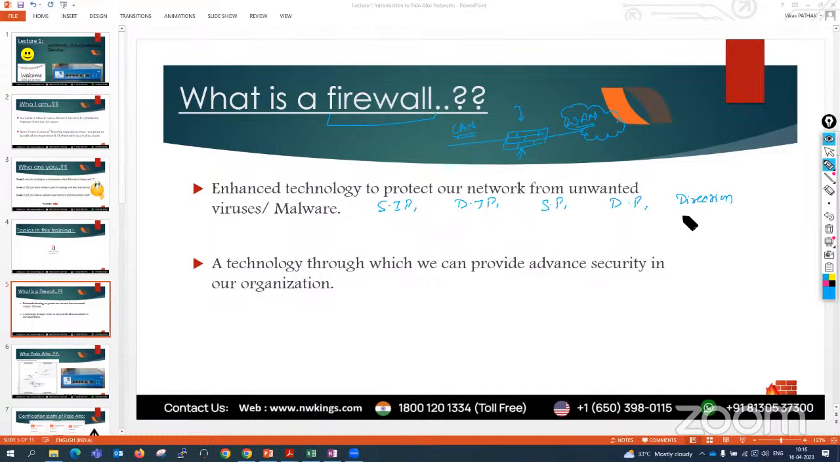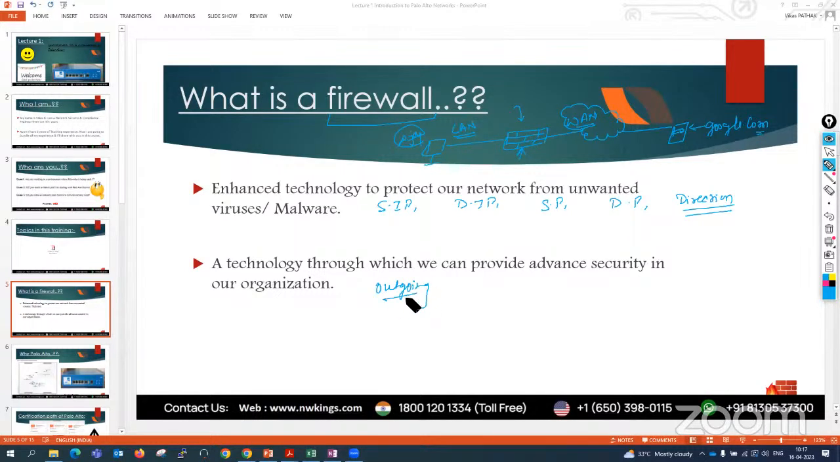Now, what do I mean with this direction option? See, let's suppose there is a person sitting and his name is Ajay. We do have Ajay with us, right? So Ajay is sitting over there in the LAN and he wants to access one server on the internet, and this server is called google.com. So when Ajay initiates the traffic for google.com, this will be called outgoing traffic.